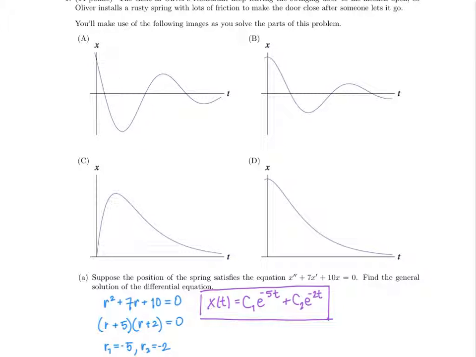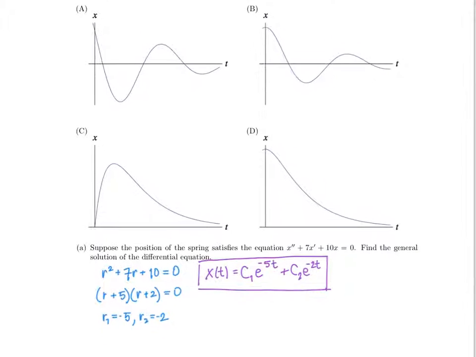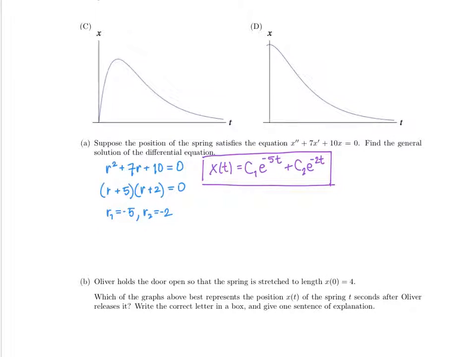And when we're told, hey, when he stretches the door open at time t equals 0, the spring is stretched to a length of 4, that means that x of 0 is going to be equal to 4. The only one between C and D which has a value of 4 at t equals 0 is going to be D. So D is our answer here. And I'd expect a sentence of explanation that involved exponential decay and the fact that the initial function value has to be 4.